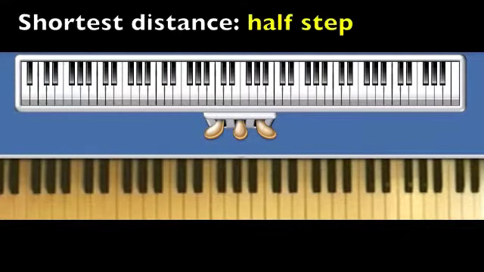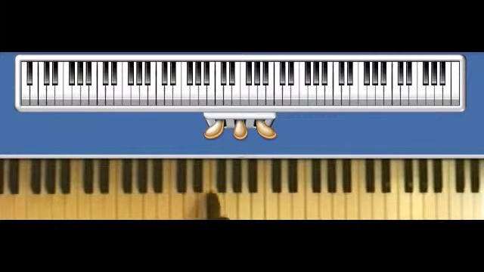Okay, so the shortest distance on the keyboard is a half step, and that's literally going from one note to the next. Each of these, whether black or white, are actually notes. So if you go one place to the right, you moved a half step. Once you didn't skip any notes. Same thing for going down.